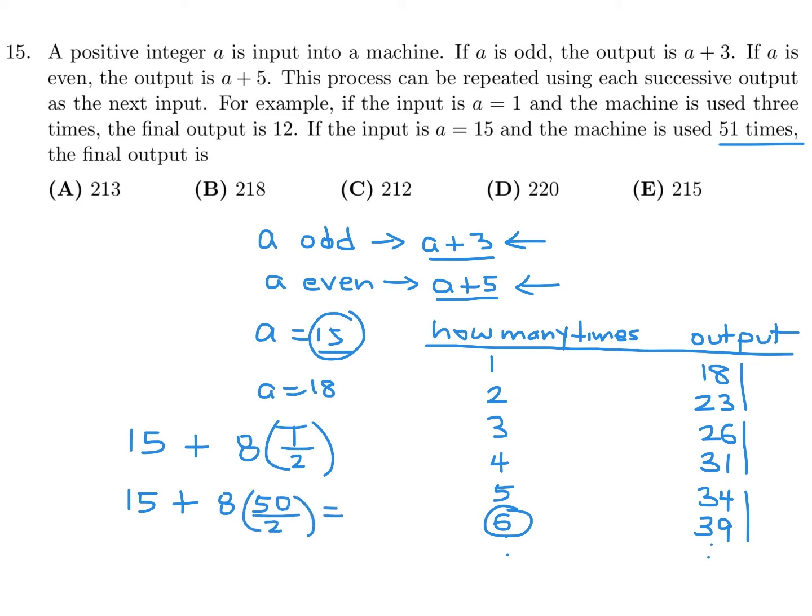Okay. Well, 51 is odd, so let's see what happens after 50 times when t is 50. When you crunch out this number, you get 25 times 8 plus 15, which is 215. But we want 51 times, so for the 51st time, 215 is odd, so it'll be A plus 3, so that'll be 218. So on the 51st time, it'll be 218, and therefore the answer is B.